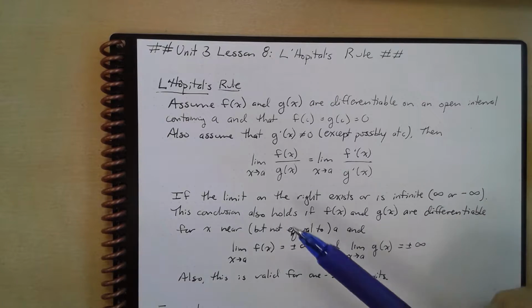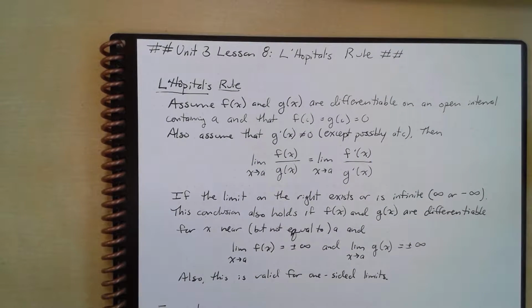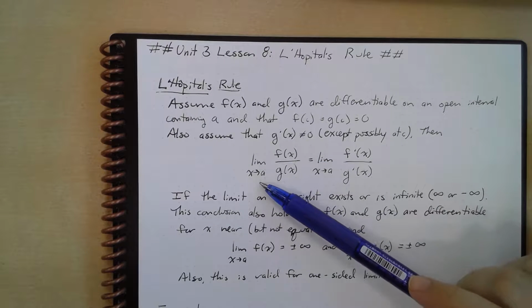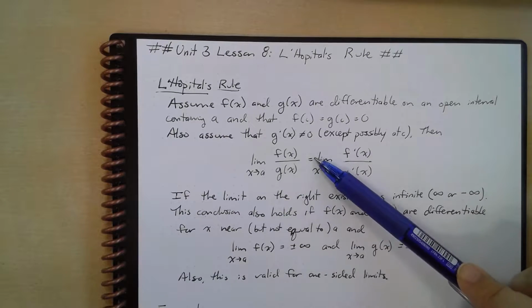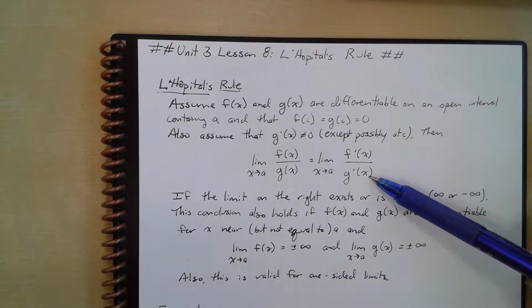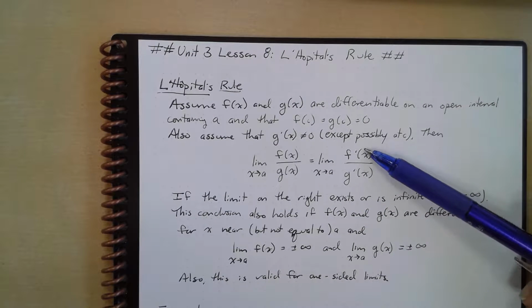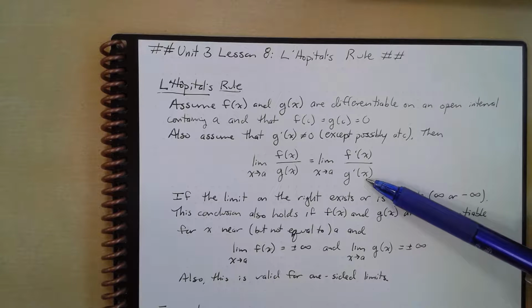So I've written out the rule here. Assume that f of x and g of x are differentiable on an open interval containing a, and that f of a is equal to g of a, which is equal to 0. Also assume that g prime of x cannot equal 0, except possibly at a. Then the limit as x approaches a of f of x over g of x is equal to the limit of f prime of x over g prime of x. Notice, this is not the quotient rule. This is just the derivative of the numerator over the derivative of the denominator.